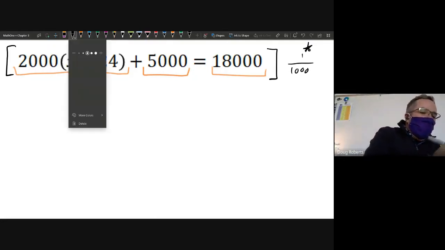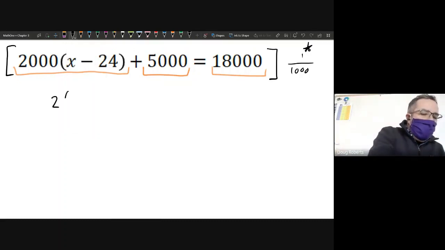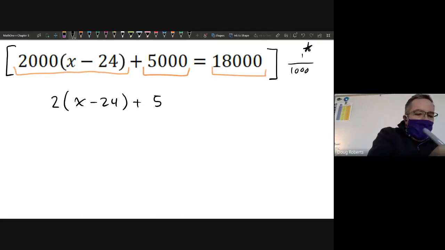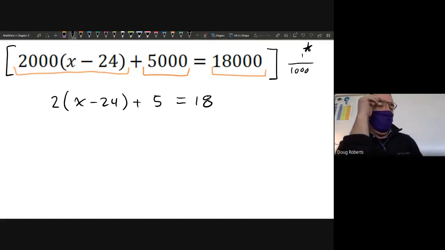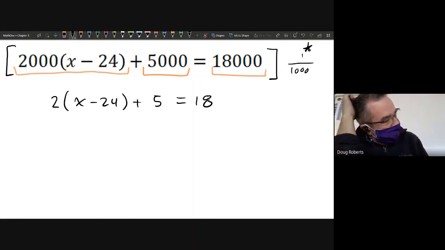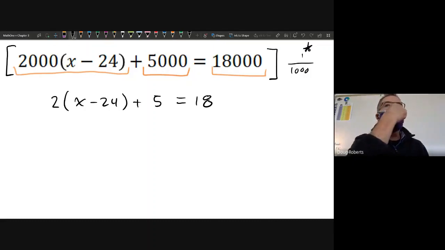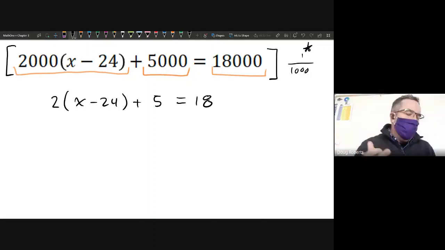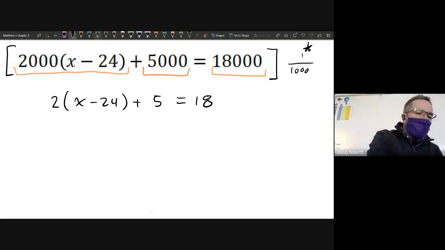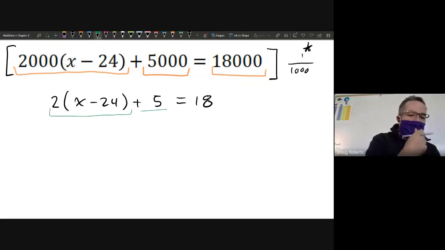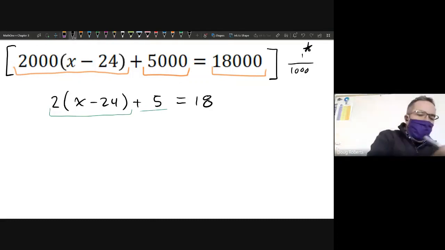And when we do that, all of a sudden we end up with 2 times the quantity of x minus 24 plus 5 equals 18. That's definitely worth the transition, right? Because some of those large numbers with those coefficients, it would be difficult for me to do that without a calculator, perhaps. The next thing I'm going to do is undo the fact that 5 is being added to that by subtracting 5 from both sides.